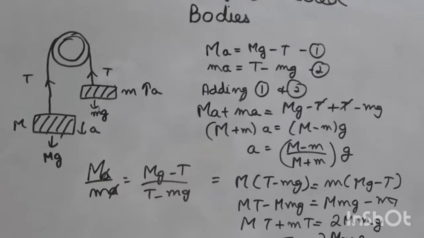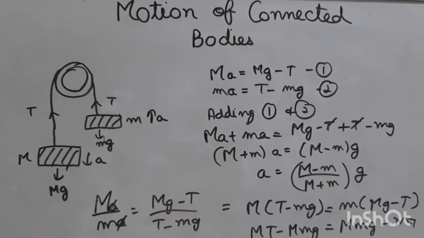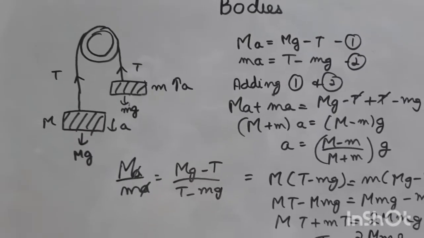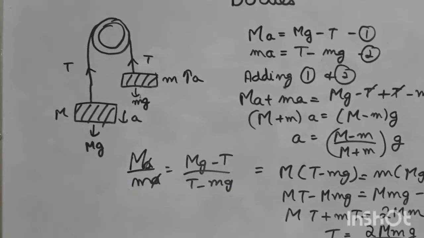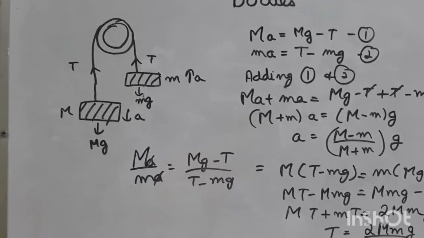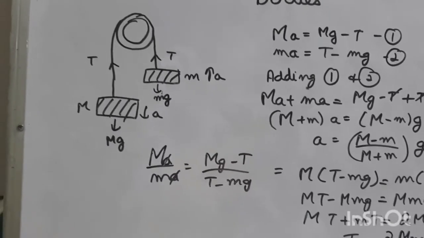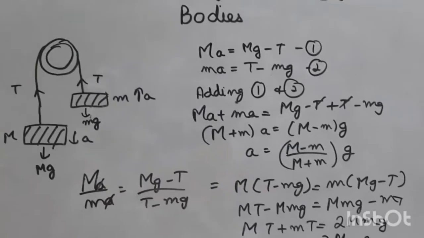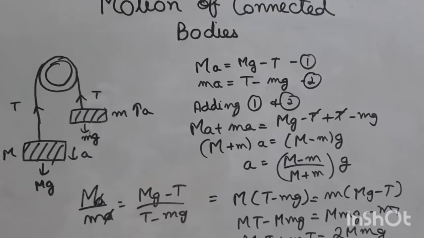So what will be the equation for the balancing of forces? Capital M A is equal to capital M G minus T. Now block 2, which is moving in the upward direction, is also having three forces: weight mg in downward direction, tension T in upward direction and force due to acceleration in upward direction. So the equation we have is small m a is equal to T minus mg.